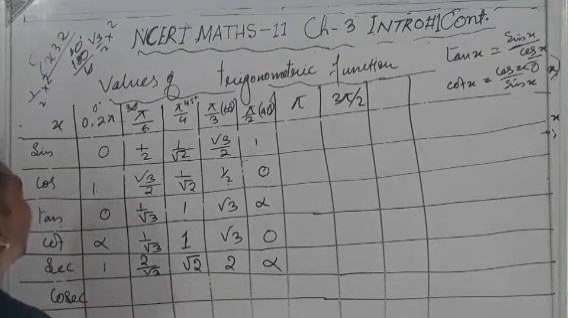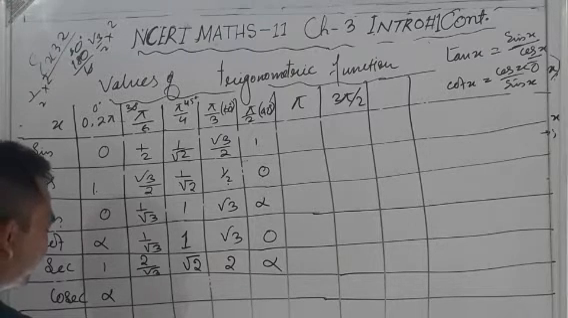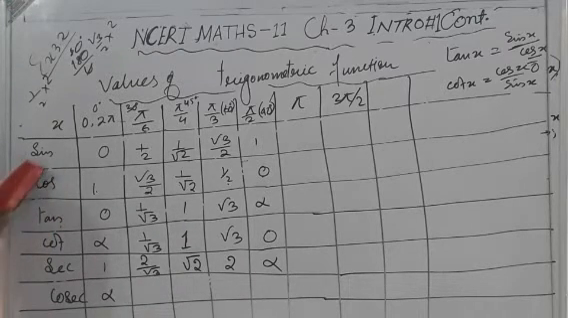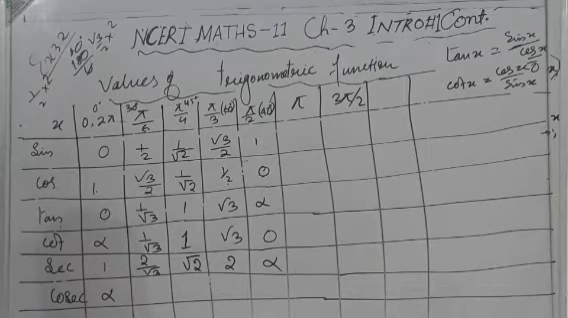Cosec x. It is not defined because cosec x equals 1 by sin x. So if we consider 0 degree, the value of sin 0 degree is 0 only, right? So cosec 0 degree will be 1 by 0. Sin 0 means 0 only, so it will be anything upon 0, right? So it is not defined.